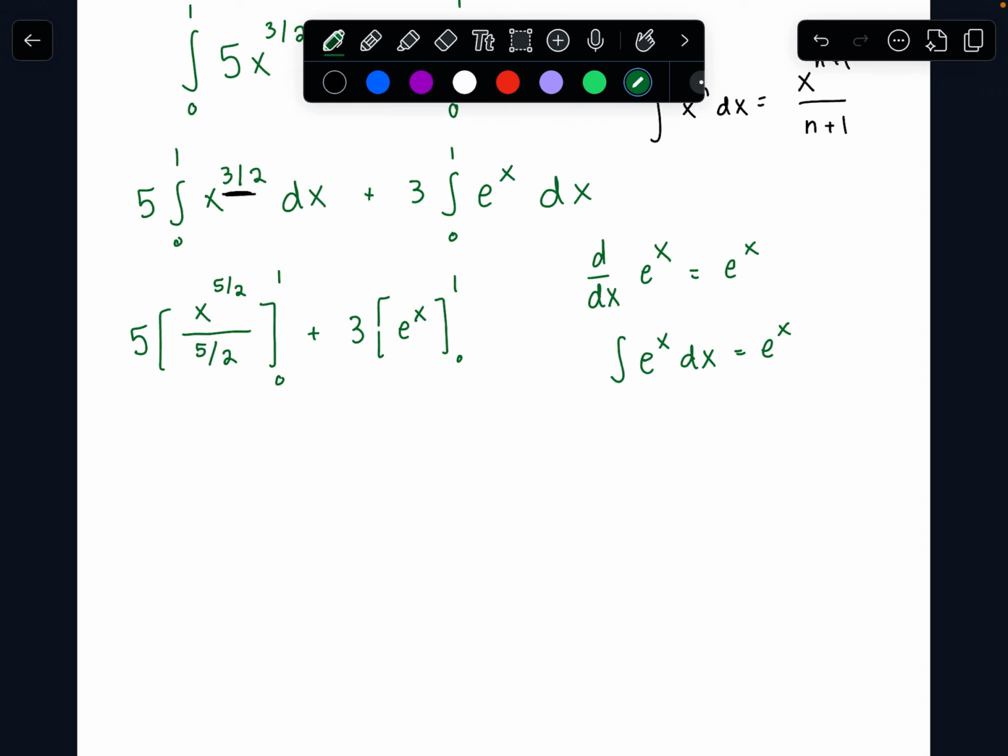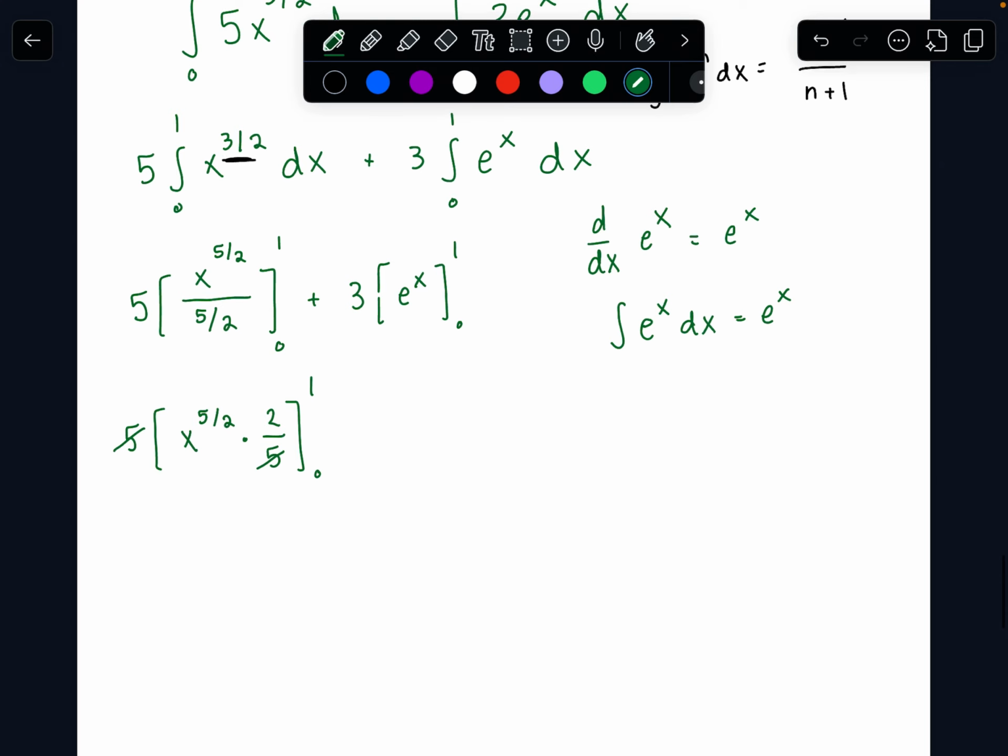So for this piece, remember, if I'm dividing by a fraction, it's the same thing as multiplying by the reciprocal. So I'm going to have x to the 5 over 2. The reciprocal of 5 over 2 is 2 over 5. Well, I have a 5 here and a 5 here, so why don't we just cancel it? So we don't have to worry about it. So now I just want 2 times x to the 5 over 2 from 0 to 1 plus 3 e to the x from 0 to 1.